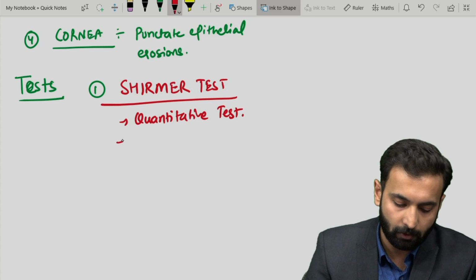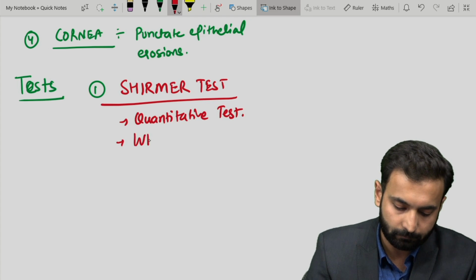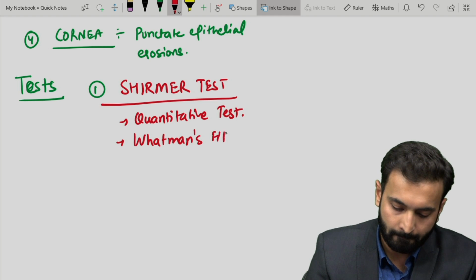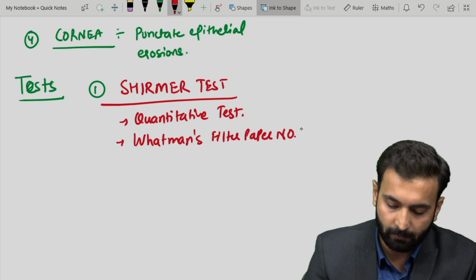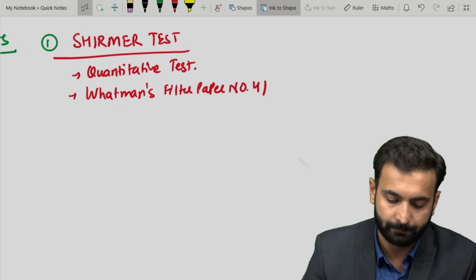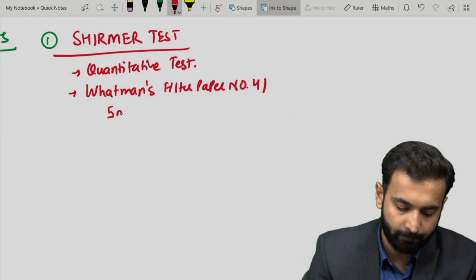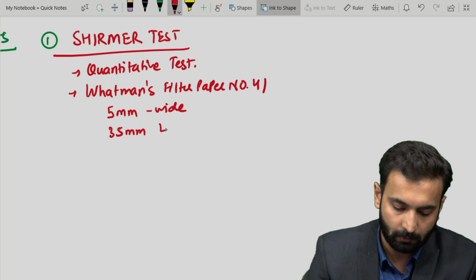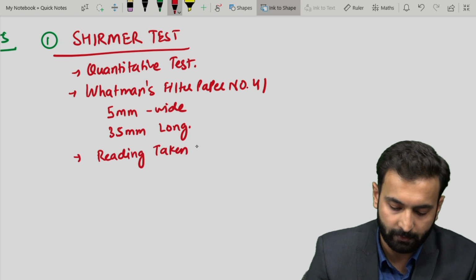So how do you perform? You use a Whatman's filter paper. Number 41 is used. It is a 5 millimeter wide and 35 millimeter long strip, and readings are taken after 5 minutes.